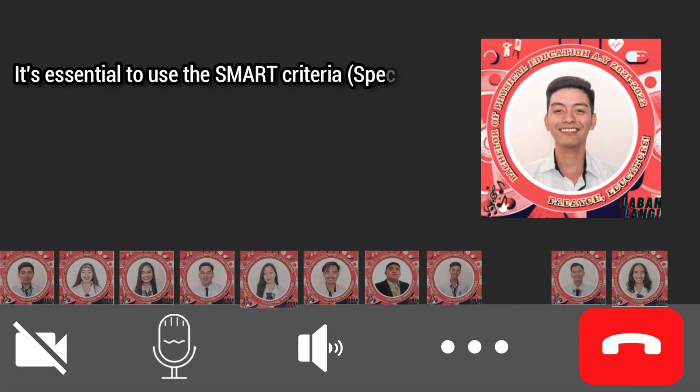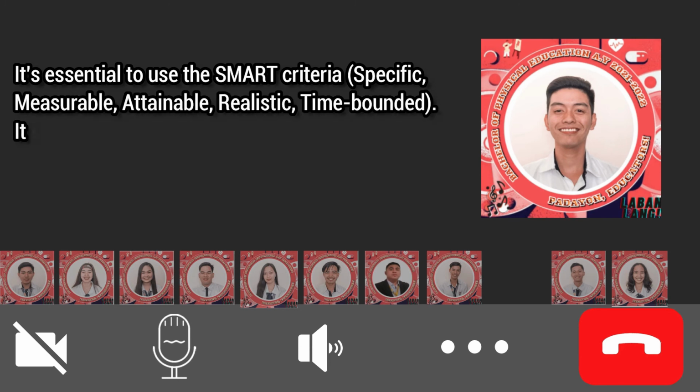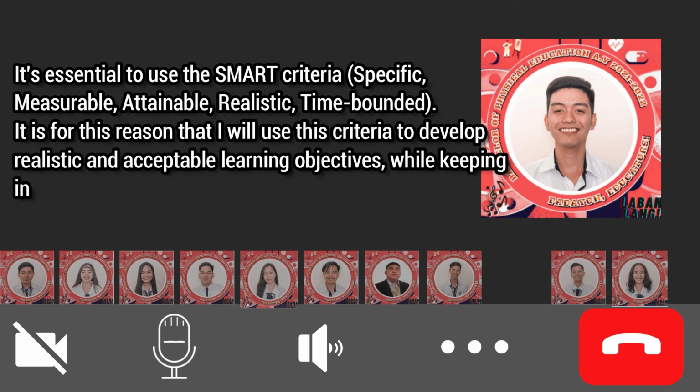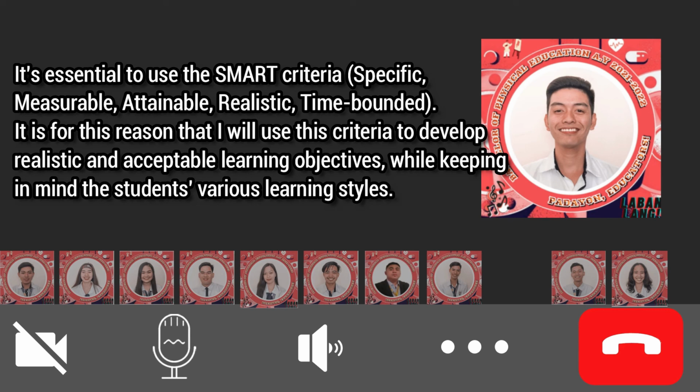It's essential to use the SMART criteria: specific, measurable, attainable, realistic, and time-bounded. It is for this reason that I will use these criteria to develop realistic and acceptable learning objectives while keeping in mind the students' various learning styles.